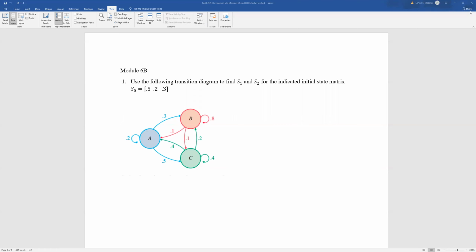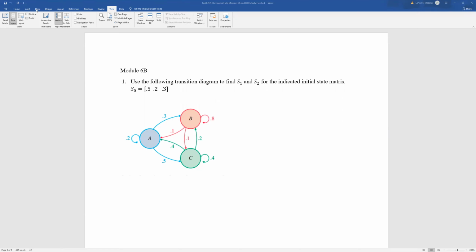You also usually have an initial distribution for your first stage. We call it stage sub-zero. This is the initial stage, and it's usually in alphabetical order, or they'll have to tell you, but this is A, B, and C. So we start off with 50% of our items or objects, whatever it is we're counting. We've got a 50% chance that we're in set A, 20% chance in set B, and 30% chance in set C. So to figure out, using the transition diagram, how we go to stage 1 and then stage 2 using this initial state matrix, we need to first set up our transition matrix.